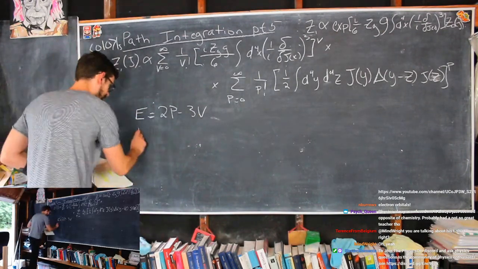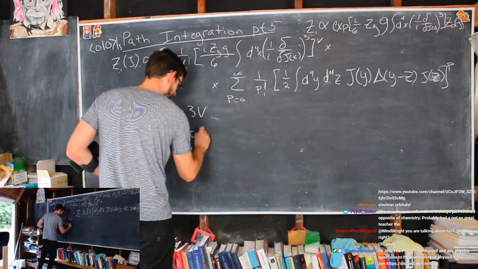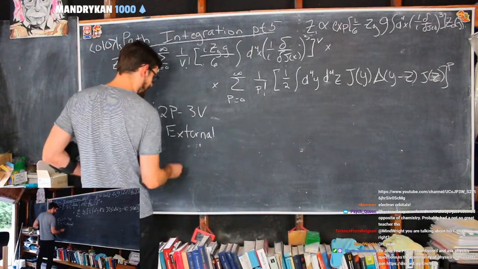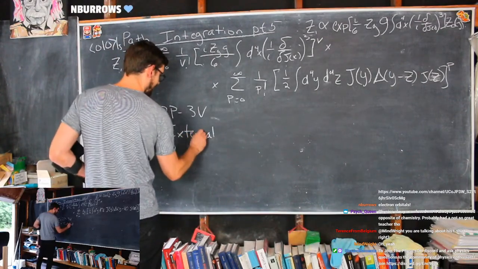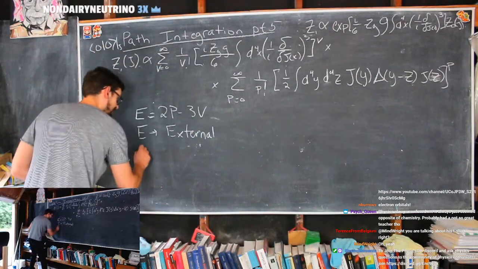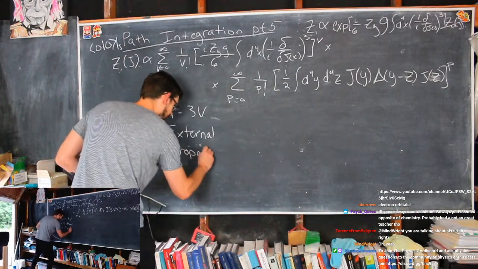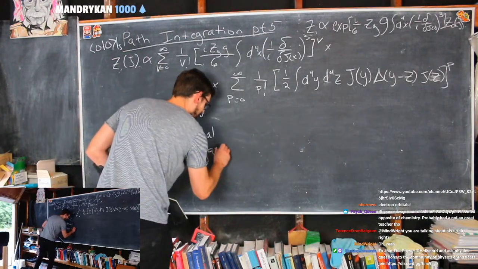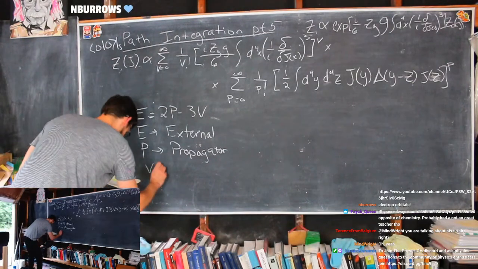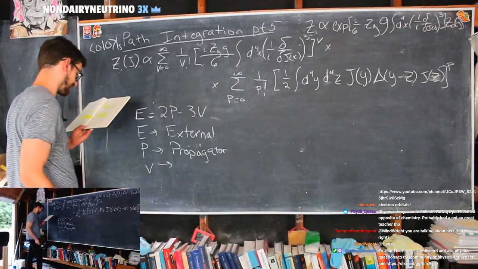What do these mean? E is what we call an external line. This is how many external sources you are going to end up with after you subtract 3 times V from 2 times P. What do those mean? Well, P is going to stand for propagator, and yes, that is the same propagator that we have been studying. That is the Feynman propagator, even. And V is going to be given by the vertex.